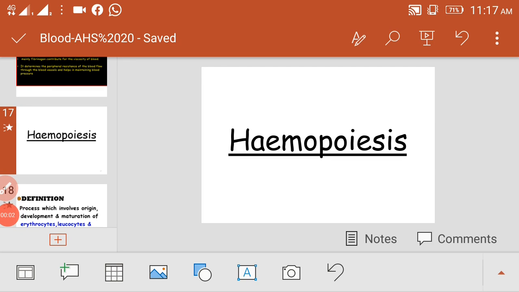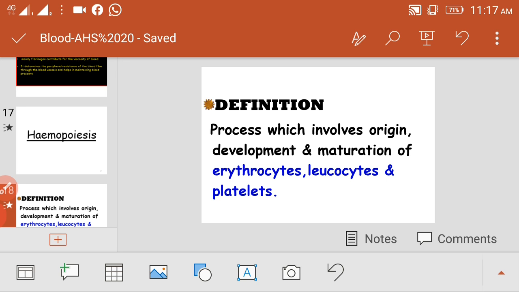Next coming to the topic is hemopoiesis. Hemopoiesis is a process which involves origin, development and maturation of erythrocytes, leukocytes and platelets. Okay, so how the blood cells are developing and maturing, that is called hemopoiesis.